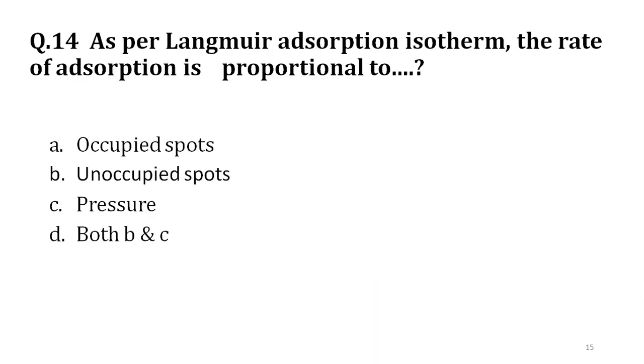Okay. Next, question 14. As per the Langmuir adsorption isotherm, the rate of adsorption is proportional to. In the Langmuir adsorption isotherm, there are two points: the rate of adsorption and the rate of evaporation. The rate of adsorption is proportional to option A, occupied spots; B, unoccupied spots; option C, pressure; and option D, both B and C. If you remember the equation, option D is correct, that is both B and C. It is proportional to the unoccupied spots present on the surface, and also proportional to the pressure.